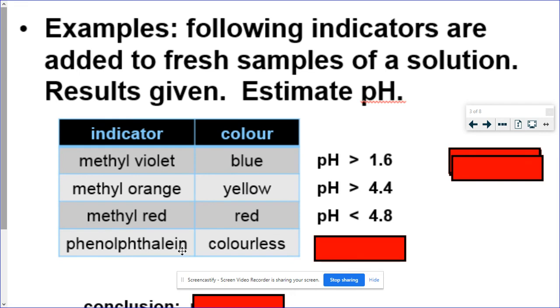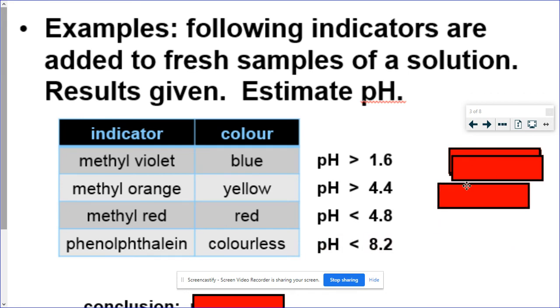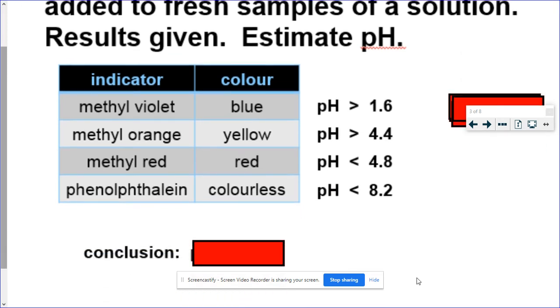And the last indicator we've decided to use is one that will change color in a higher pH, which is going to be phenolphthalein. Now, a little clue as to what might be under this box. If we know that methyl orange was yellow, and it will only change color greater than 4.4, and methyl red is red, so therefore it has to be less than 4.8, then we know that the pH has to be between 4.4 and 4.8. So we would expect phenolphthalein to be colorless. So therefore we know that the pH has to be less than 8.2.